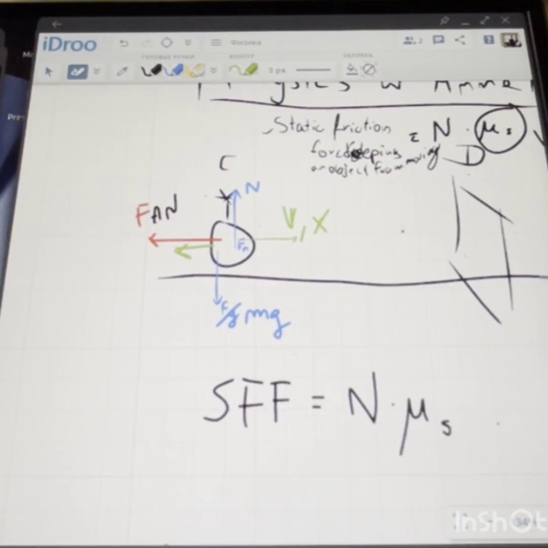Okay. So this is the diagram. This is still the fan.